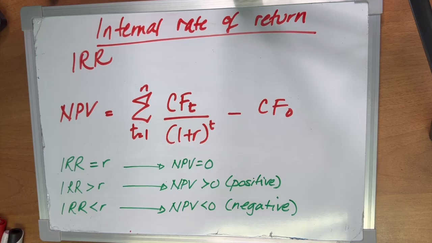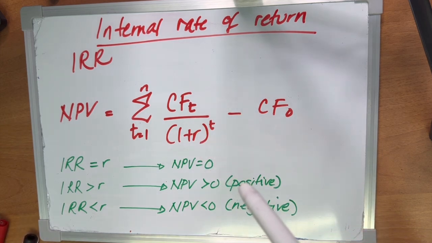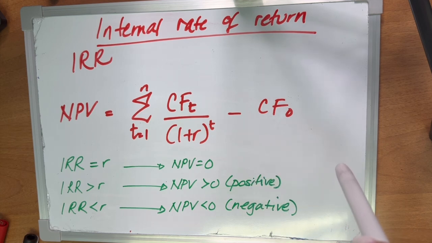Okay? So the third technique that we have is the internal rate of return, the IRR. The IRR is a criteria that we decide based on it whether to accept or reject a project, depending on its comparison with the required rate of return. Okay? So the criteria for it is that we need to know if the IRR is greater than or less than the required rate of return.